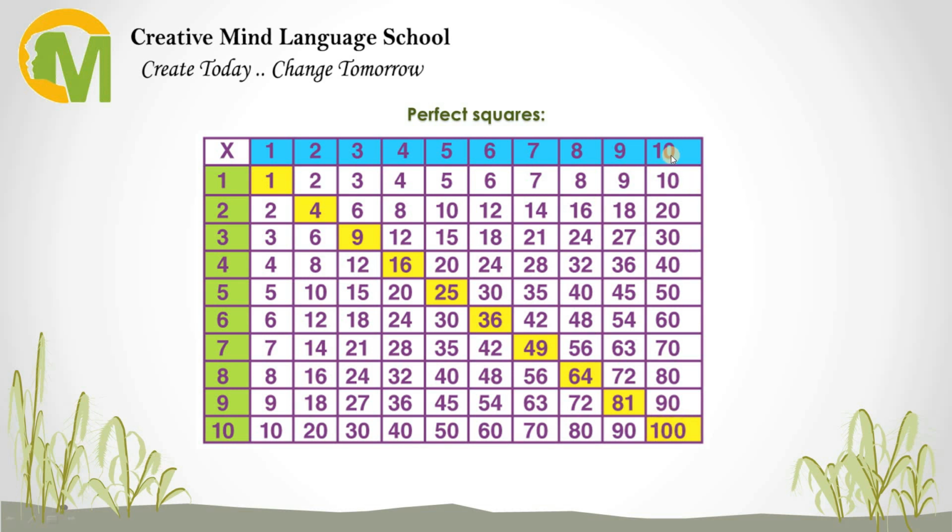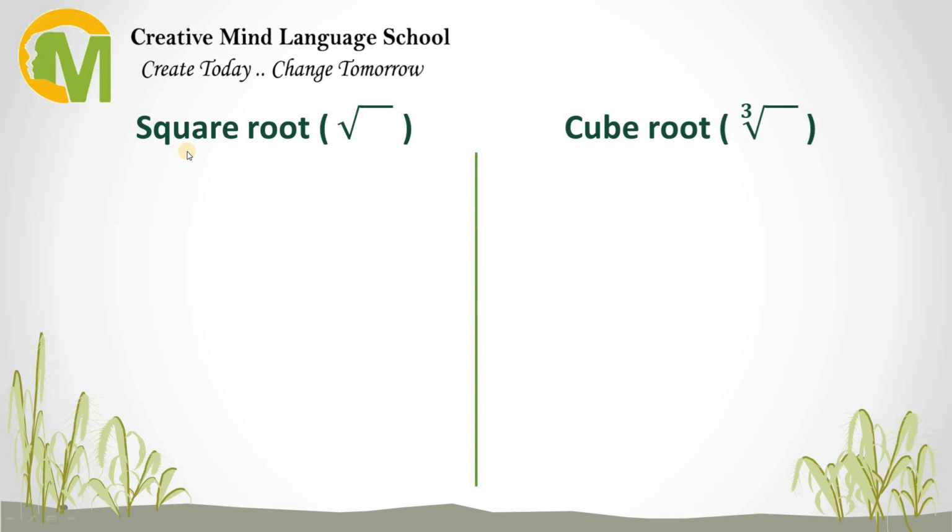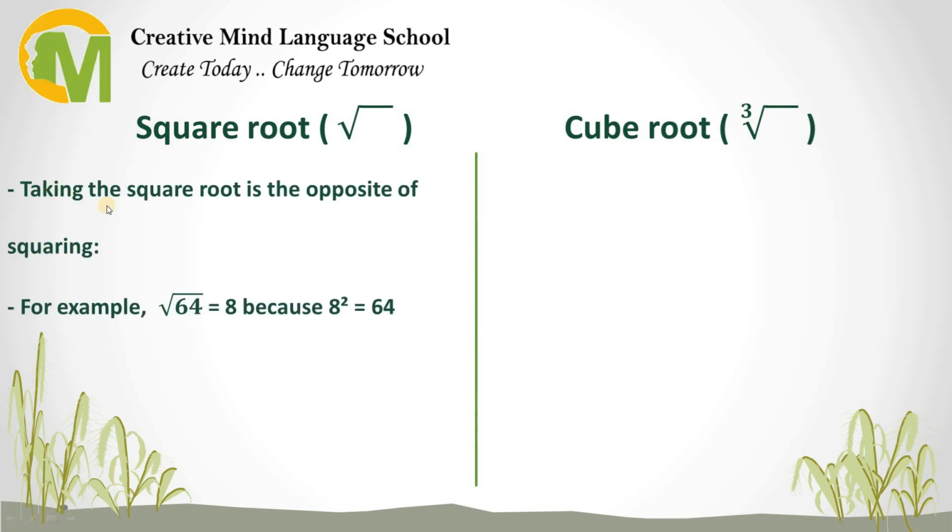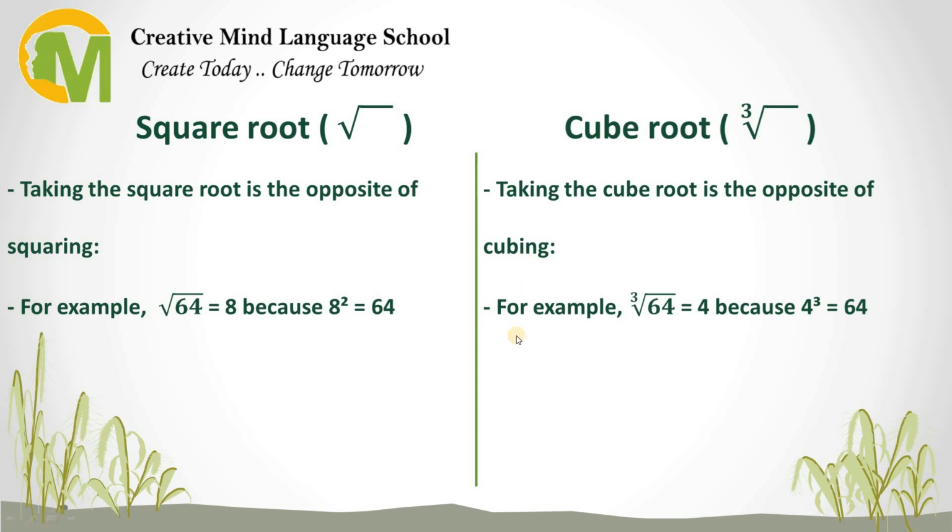It gives us 10. Now let's see the main points between the square root and the cube root in this comparison. First, the square root is the opposite of squaring. For example, the square root of 64 equals 8, because 8 squared equals 64, or 8 power 2 equals 64. The cube root is the opposite of cubing. For example, the cubic root of 64 equals 4, because 4 cubed, or 4 power 3, equals 64. That is the main difference between the square root and the cube root.